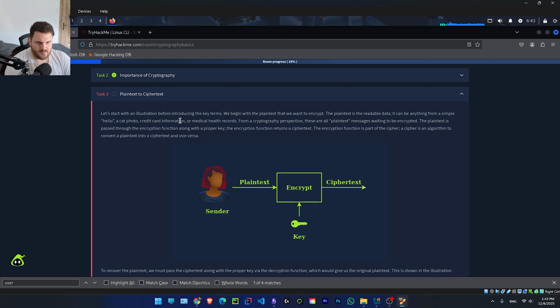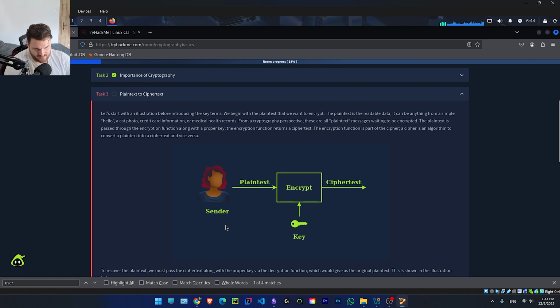The plaintext is passed through the encryption function along with a proper key. The encryption function returns a ciphertext. The encryption function is part of the cipher. A cipher is an algorithm to convert a plaintext into a ciphertext and vice versa. So basically, plaintext is English, just text that we understand. The encryption function is part of the cipher, right? And the cipher is an algorithm that converts our word in English to a ciphertext.